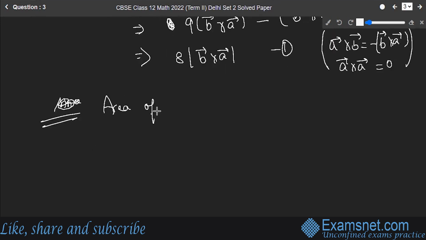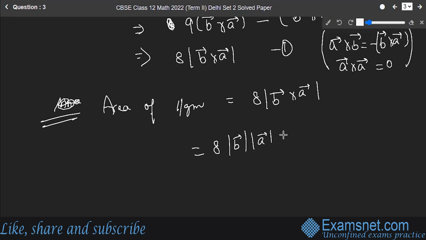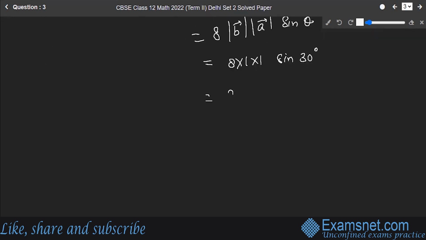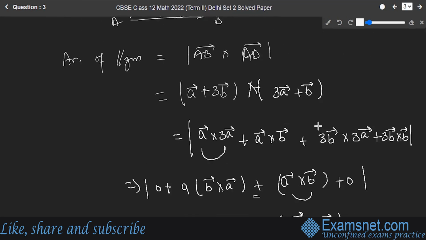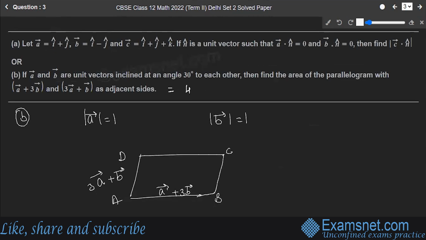So now, let's talk about the area of the parallelogram. That is equal to 8 B cross A, which is 8 into magnitude of B vector into magnitude of A vector into the sine of the angle between them. So this is 8 into 1 into 1, sine of the angle between them, 30 degrees, which makes it 1 by 2. That is 4 square units. So the answer to this part of the question is 4 square units. Hope you have understood this.